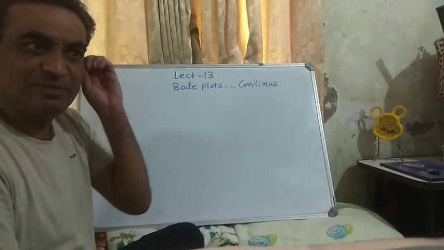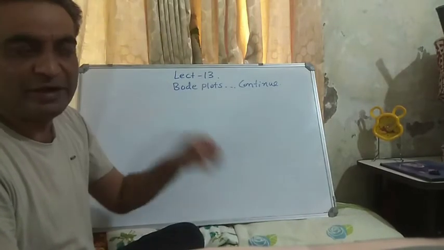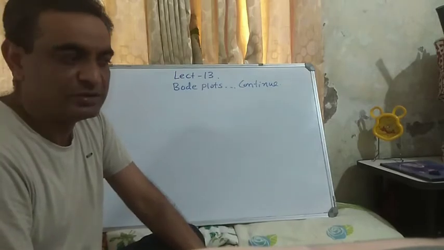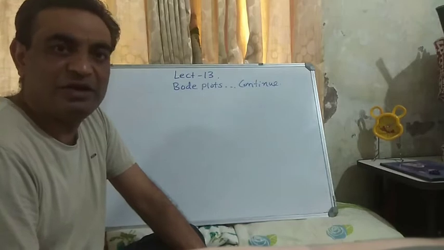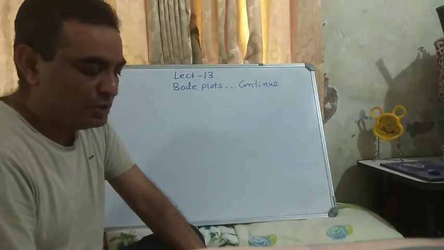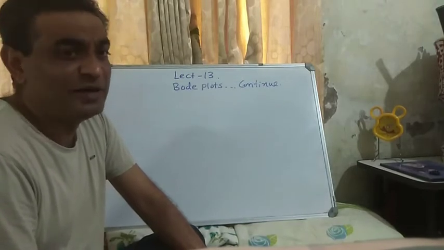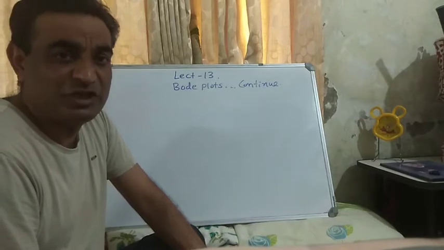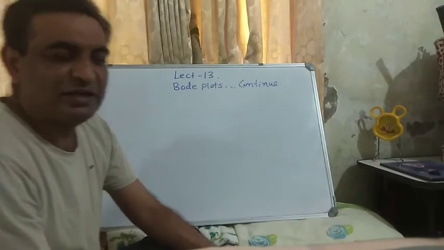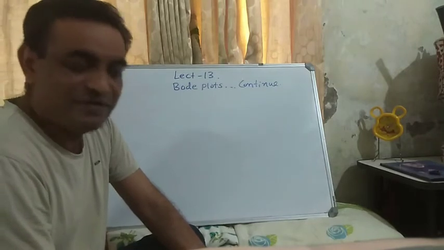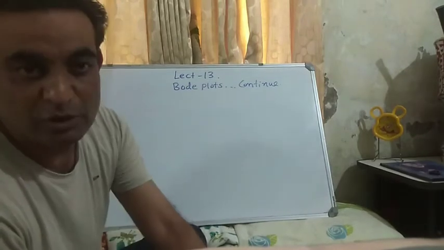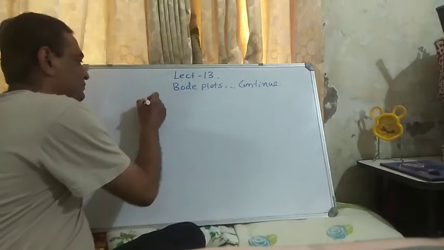In lecture number 12, we have seen the different transfer function terms, the first order terms and the second order terms, and how they can be converted into their time constant form. Then you need to replace s by j omega. After completing these two steps, the third step is finding the corner frequencies of the open loop transfer function.